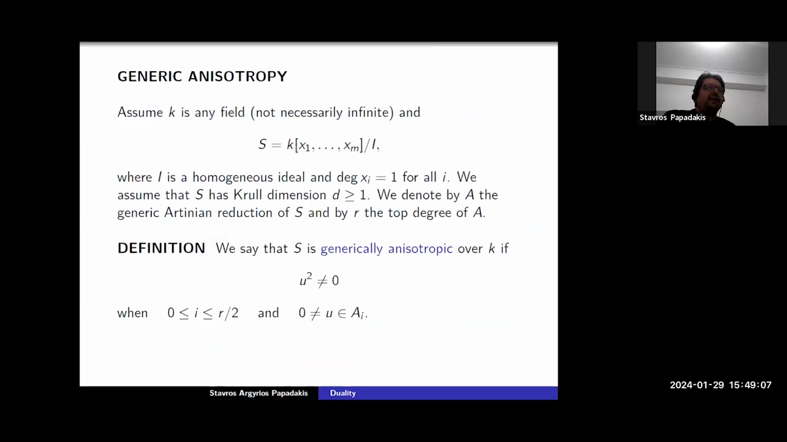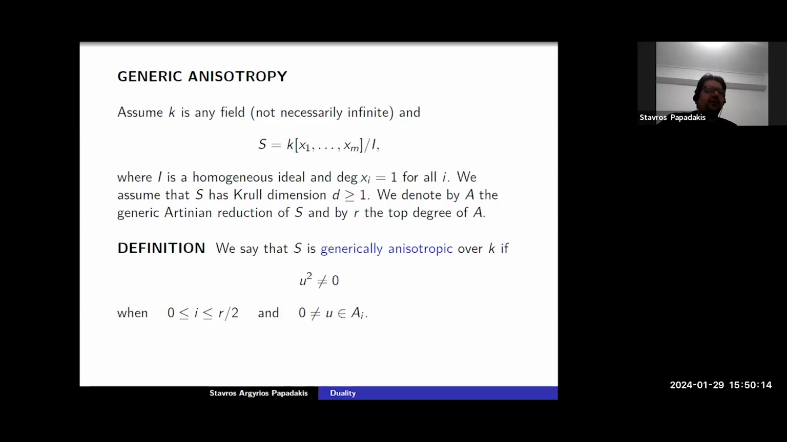But we will define generic anisotropy for the generic Artinian reduction. So we start again with an S, which is a quotient of a polynomial ring by a homogeneous ideal, standard graded, and we denote by A the generic Artinian reduction of S, and by R the top degree of A. And we give the following definition. We say that the K algebra S is generically anisotropic if u squared is non-zero for every non-zero homogeneous element u in A_i, when i is between zero and R over 2.